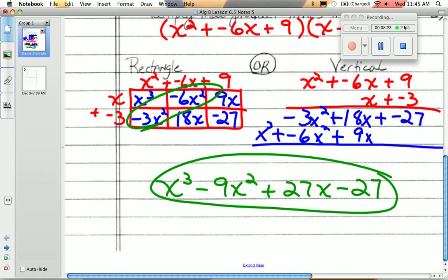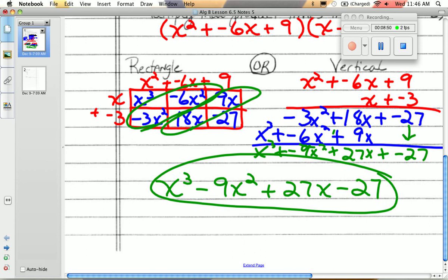Okay. So in the rectangle, these are the like terms. They add up to negative 9x squared. Those add up to 27x. I wrote it down wrong up above. Same thing happens here. Bring this down, it's negative 27. These guys add up to 27x, and these guys add up to negative 9x squared. Any other questions or concerns about how to do that?